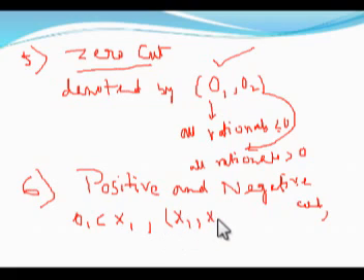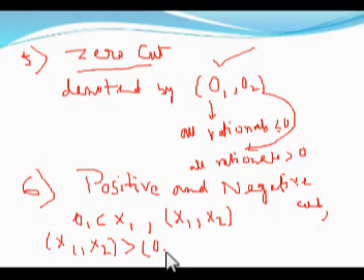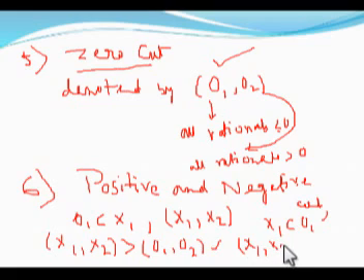If it happens, then we will say that this (x1, x2) is a positive cut, or there is an order relation greater than (0_1, 0_2). And it is negative if x1 is a proper subset of 0_1. Now we have a relation (x1, x2) less than (0_1, 0_2).